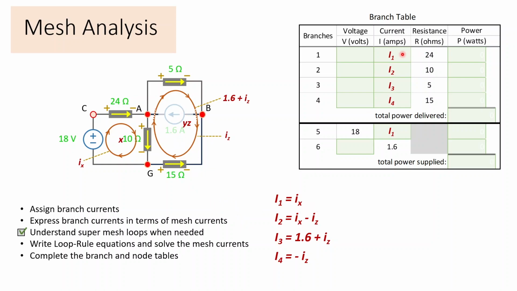The current in the 24 ohms, I1, and also the 18 volts, is only affected by mesh X, so I1 is Ix. For the 10 ohms, the branch current is shown going down, Ix is down, Iz is going up, so Ix minus Iz is I2. The 5 ohms is just the 1.6 plus Iz. And then last but not least, the current in the 15 ohms, the branch current that we labeled, is going to the right, but we have Iz going to the left, so I4 is minus Iz.